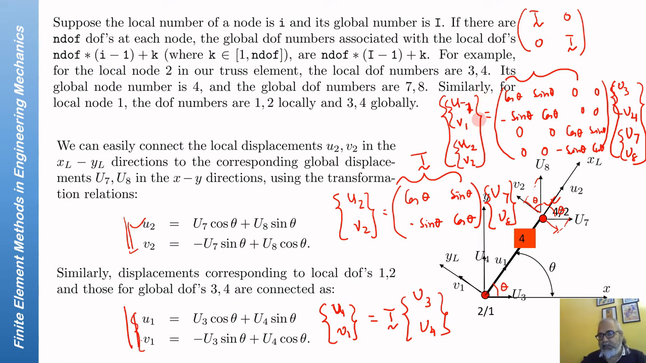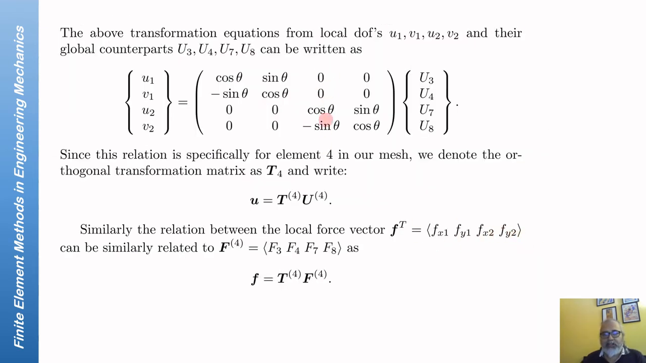Since we are doing this for element number 4, we will call this whole matrix T superscript 4, noting that this is for element 4. Remember, theta will be different for different elements. It depends on the end nodal coordinates of the element. So T will be T4, T5, T6, all different depending on their respective thetas.